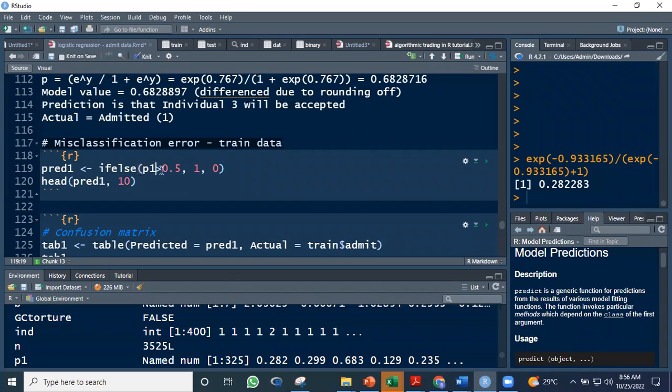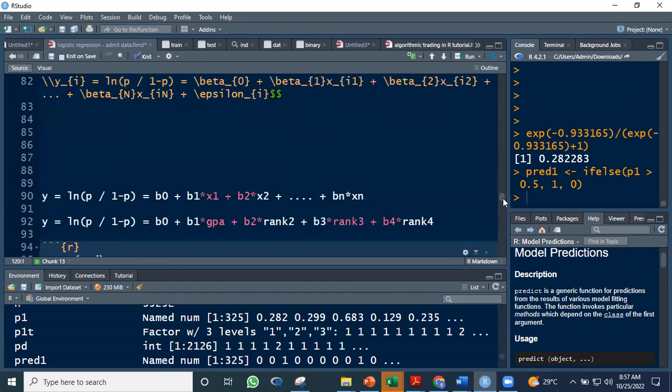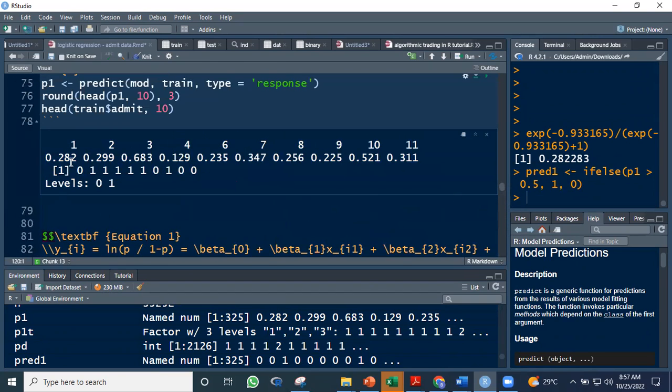So if P1 is greater than 0.5, then convert it to 1. Otherwise, gawin niyang 0. Okay, let's run this first. Control Enter. Okay, so we now have this pred1. Diba? And tingnan nyo, class, naka-zero, naka-binary na siya. 0, 0, 1. Yun yung una. Okay, tama ba? 0, 0, 1. Let's see. 0, 0, 1. Tama. No?